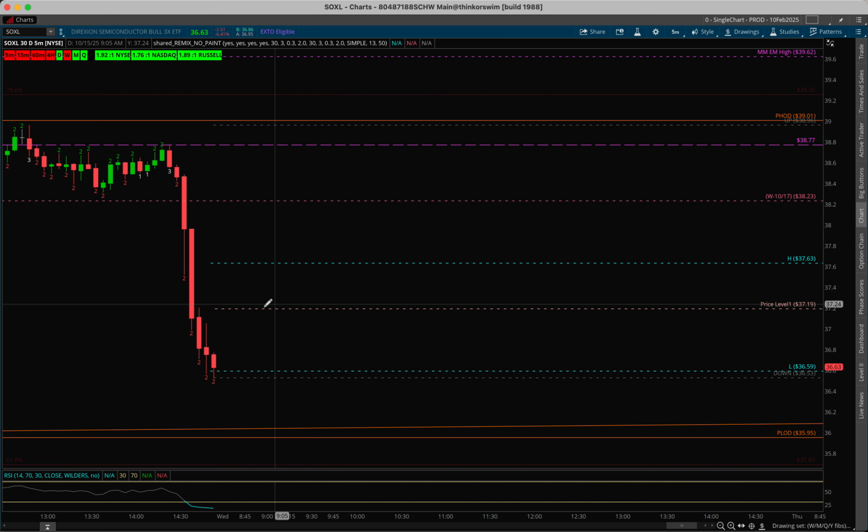So that's what we're looking for, right? Opening print, we're looking for higher lows at or above opening print, targeting overnight high. If we get the higher low above overnight high, then the next target is previous high of day. If we get pushed down below opening print and then we get a lower high at or below opening print, first target is overnight low, previous low of day. Again, if we get the lower high underneath overnight low, then previous low of day is the target.